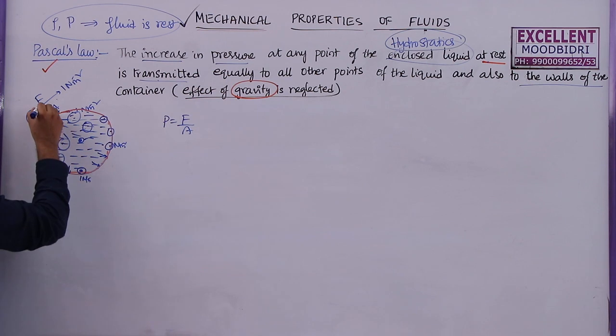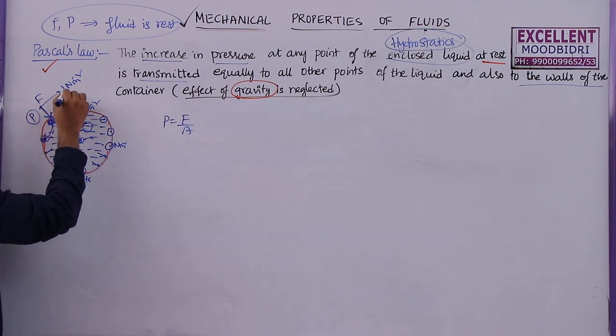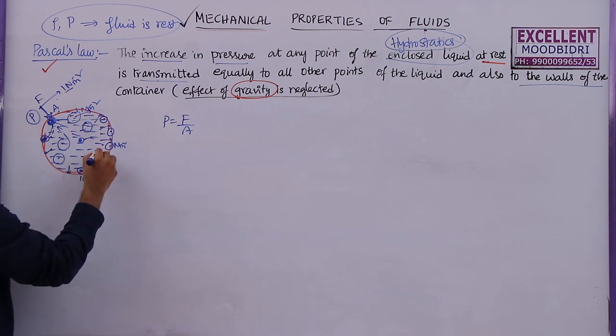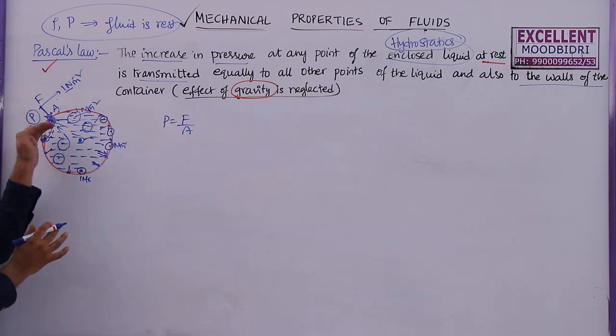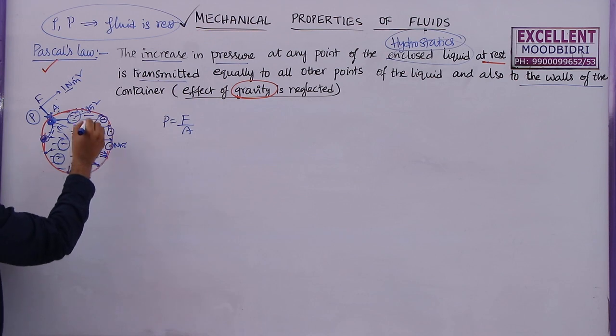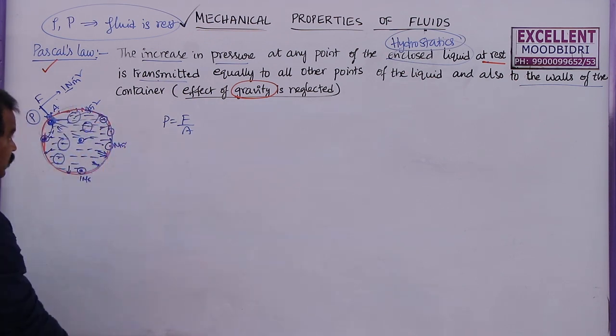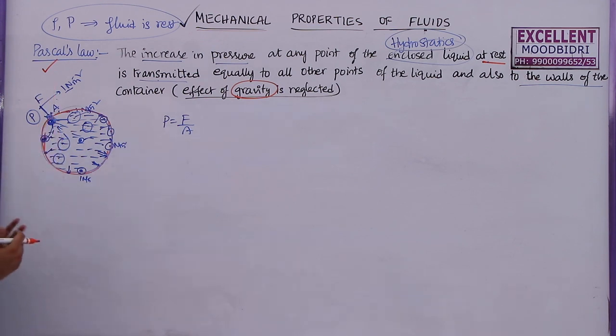So if you apply a small force here of 1 Newton on 1 meter square area, this pressure will be felt on all the walls. That's why if you press it, more pressure will be created, and due to this the balloon may burst. So this is Pascal's law. Now how to prove it?